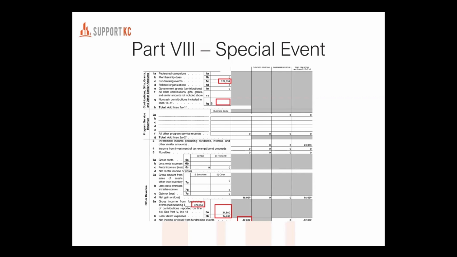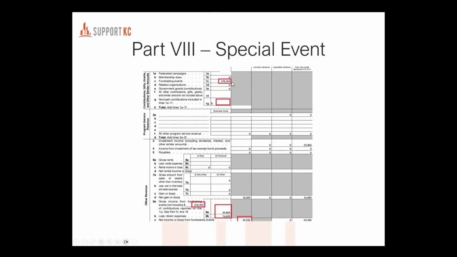And then down below, line 1A is how we get the gross income, or the fair market value of the event. Line 8B is the special event expenses, and then it gets netted in that first column. So as you can see, this client has a negative $42,000 for the event. However, it does not take into account what's reported on line 1C as their contributions.